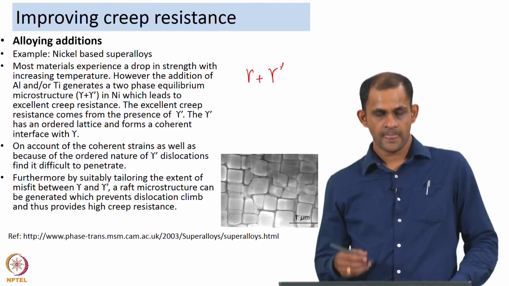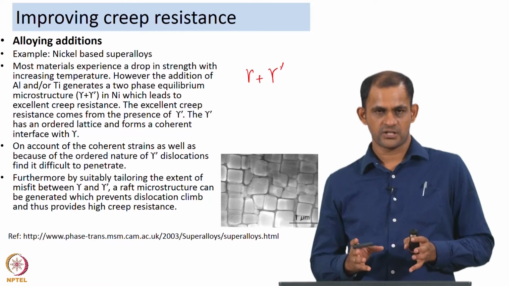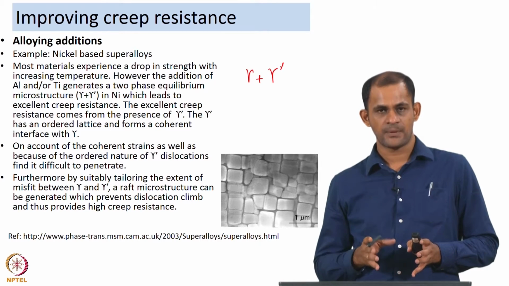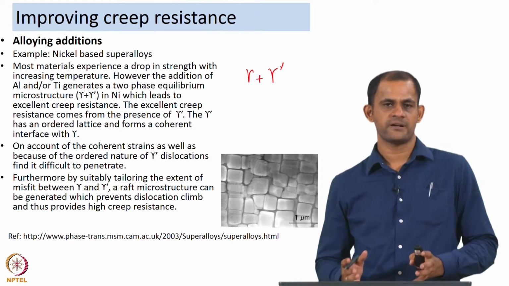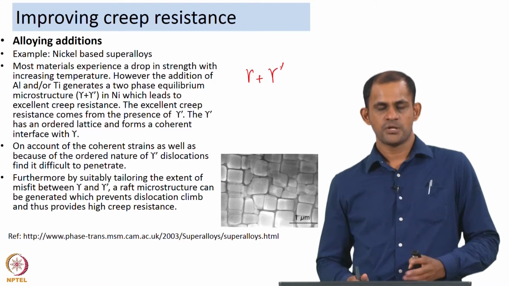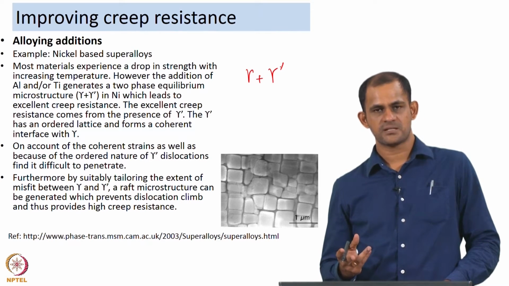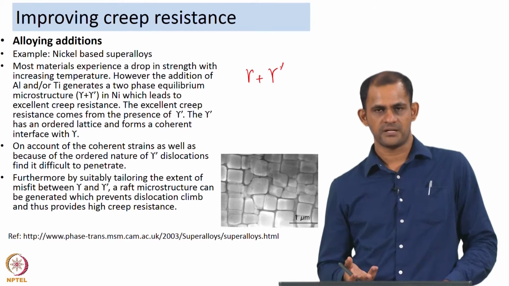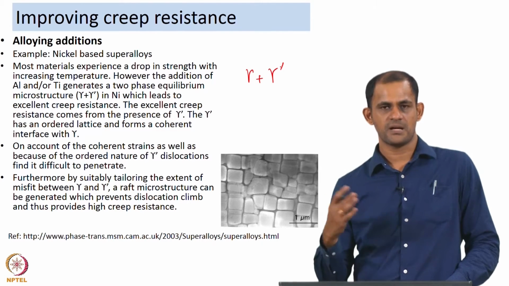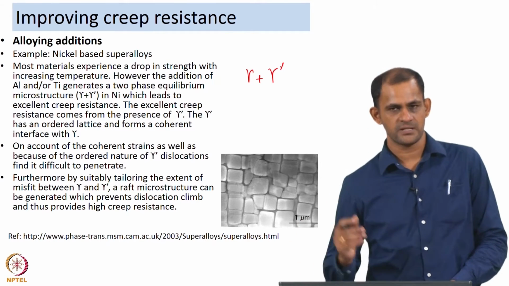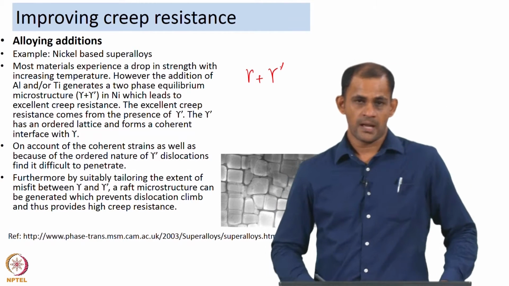and the creep resistance comes from the presence of gamma dash, because gamma dash is an ordered structure, and the gamma dash forms a coherent interface with gamma. So, the coherency strains lead to strengthening of the material to start with. So, that is why gamma dash helps in the improvement in strength of the material.